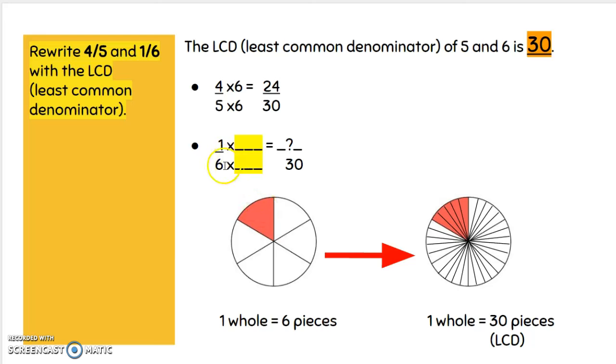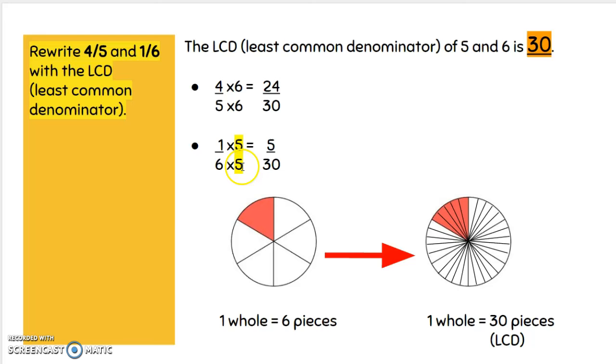So I use the same idea. I look at the denominator, think to myself, 6 times what number equals 30? Well, 6 times 5 equals 30. And then what do I do to the denominator? I do to the numerator. So I multiply both the numerator and denominator by 5.